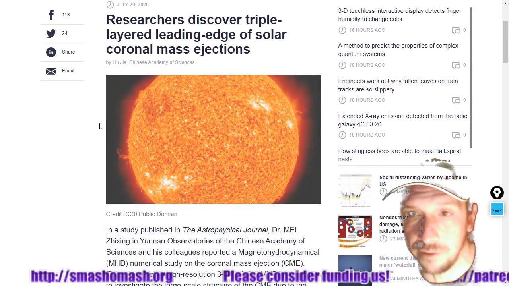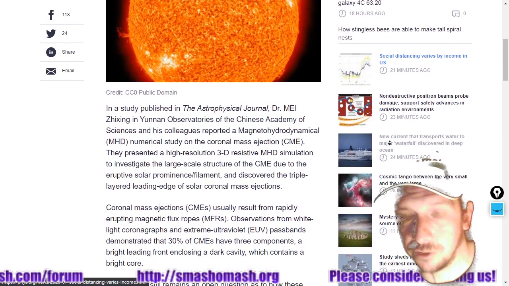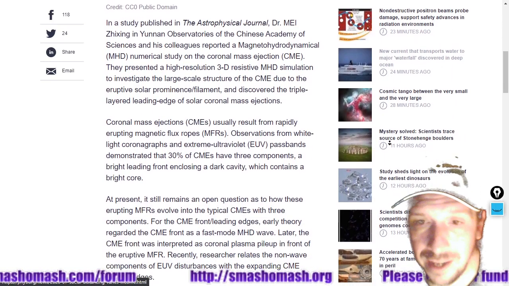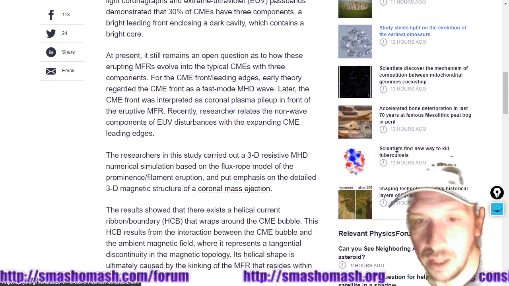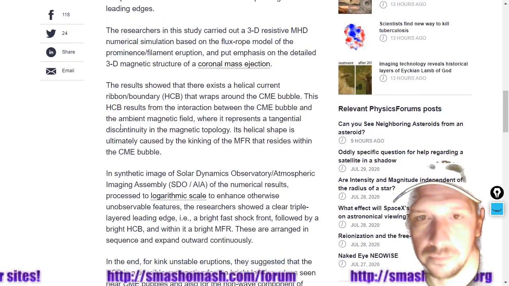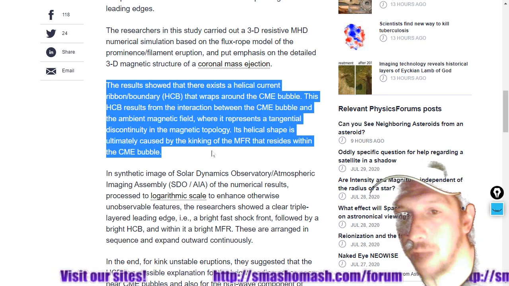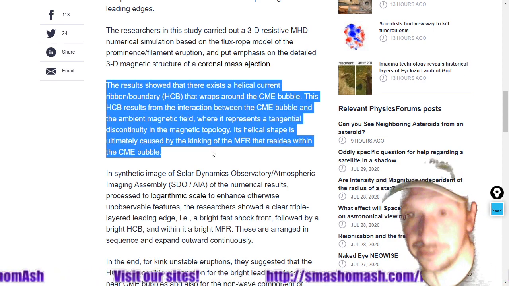Now, I was aware of this. I just never saw it described in such a way. This article is on phys.org's astronomy and space section. And basically what we're talking about here is a helical current ribbon/boundary that wraps around the coronal mass ejection bubble.